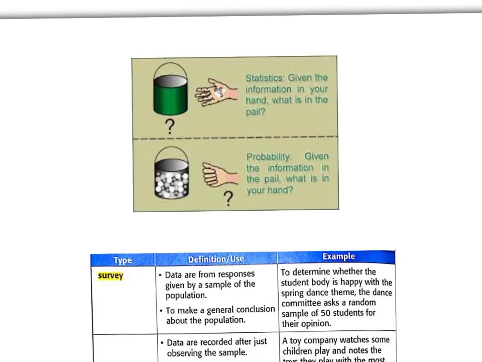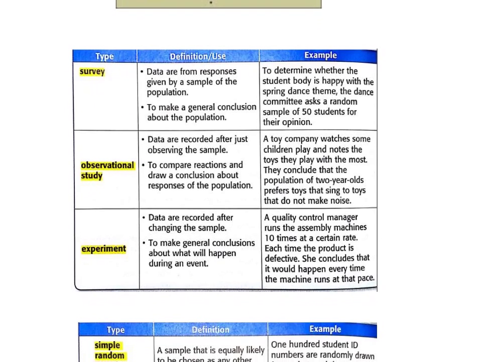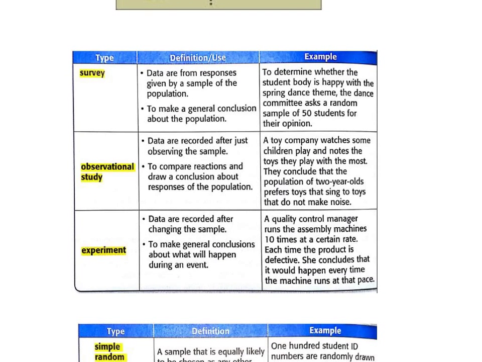Now, some key terms come into play for our first section. We're going to talk about designing a survey. So we have to know a couple key pieces. One is, what kinds of methods do we have to gather information? When you take information in, you can take it by having a survey. In other words, the data are from responses given by a sample of a population.